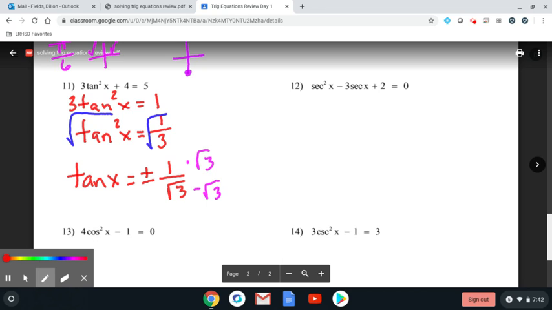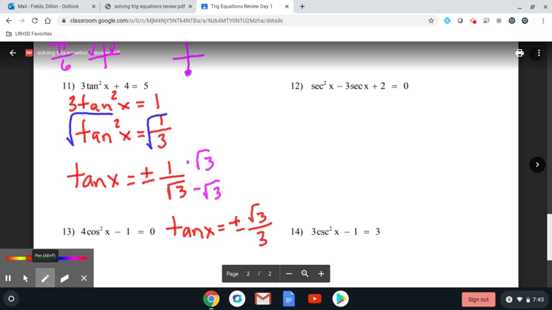So then when we do that, let's see if I have enough room. So that'll end up giving us tangent x is equal to, still have our plus minus sign, 1 times root 3 is just root 3. Root 3 times root 3 ends up giving us 3, right? So we end up with tangent x is equal to plus minus root 3 over 3.